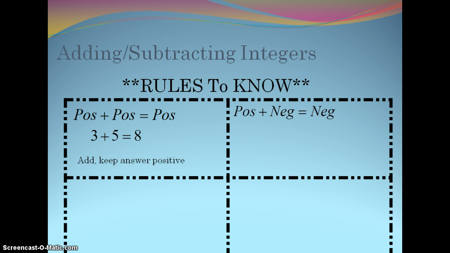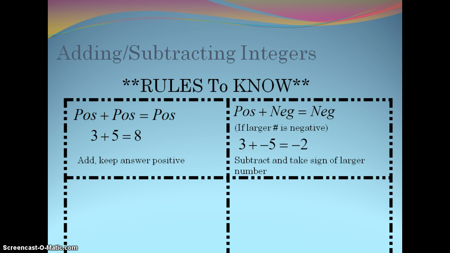A positive plus a negative will equal a negative if the larger number has a negative sign on it. What I mean by that is, when you go to add a positive and negative number, you want to subtract the two numbers and then take the sign of the larger number. For instance, 3 plus negative 5. So I'm going to subtract 5 minus 3. 5 minus 3 is 2. Now when I go to determine if that 2 is going to be positive or negative, I'm going to look back at the sign. Well, 5 is the larger number. It has a negative sign on it, so my answer must be negative.